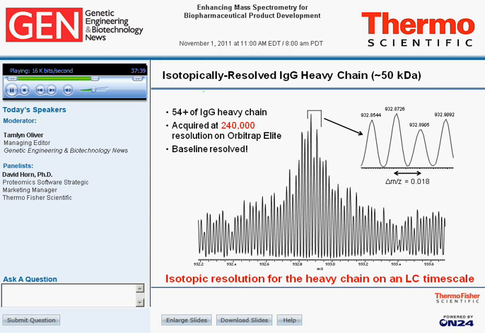Here's an example of an isotopically resolved IgG heavy chain. In this case, we were not given the target mass, so I don't know what that target mass is supposed to be. But I just wanted to point out that we can do this very easily on an LC timescale. This is a 54+ charge state of an IgG heavy chain with a mass of about 50 kilodaltons, acquired at 240,000 resolution on the Orbitrap Elite, and it was baseline resolved. If you take any 2 of those peaks and look at the distance between them, the delta m/z is 0.018. That's extremely high resolution. Next slide, please.